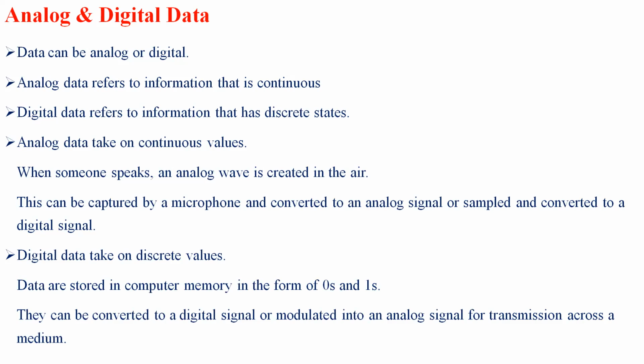So this is about analog and digital data. Data can be analog or digital. Analog data is continuous and takes continuous values, whereas digital data has discrete states and takes discrete values. Clear? So moving on with analog and digital signals.